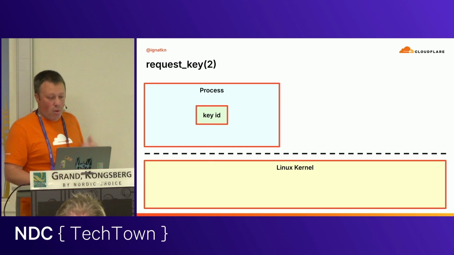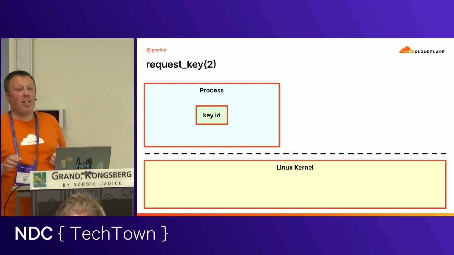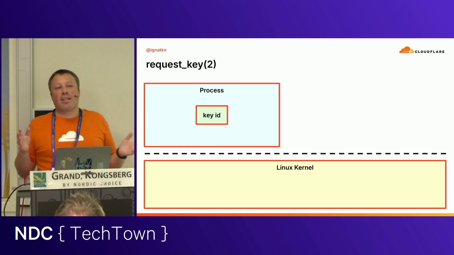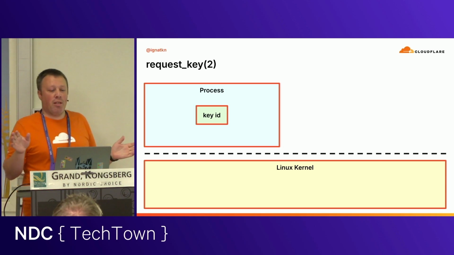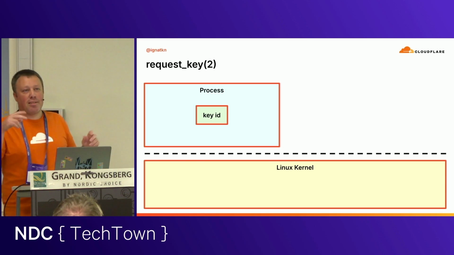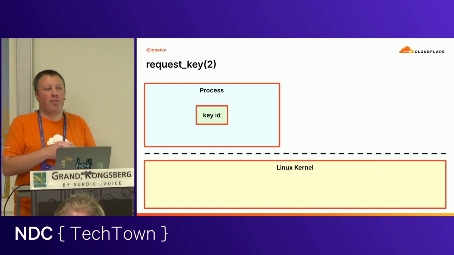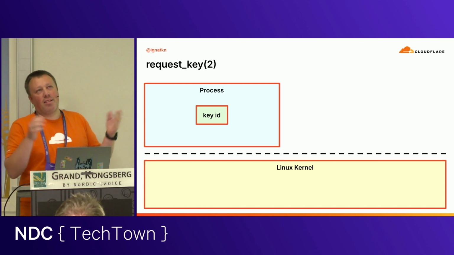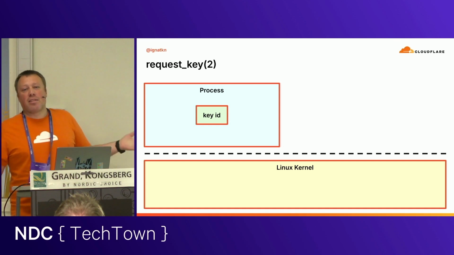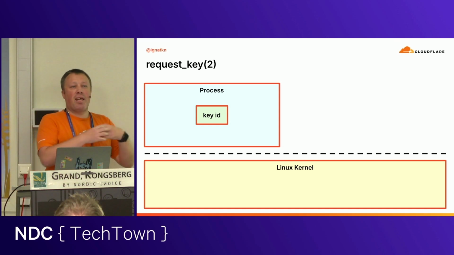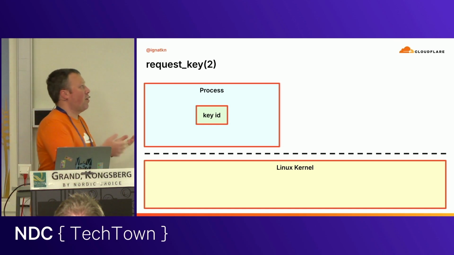And with request key, it's different. The request key process basically says, "Hey, I don't know what my key should be. I know it has an attribute of some name." Let's say it can be an arbitrary string actually. You can say, like, SSH, right? "Give me a key with an identifier of SSH."